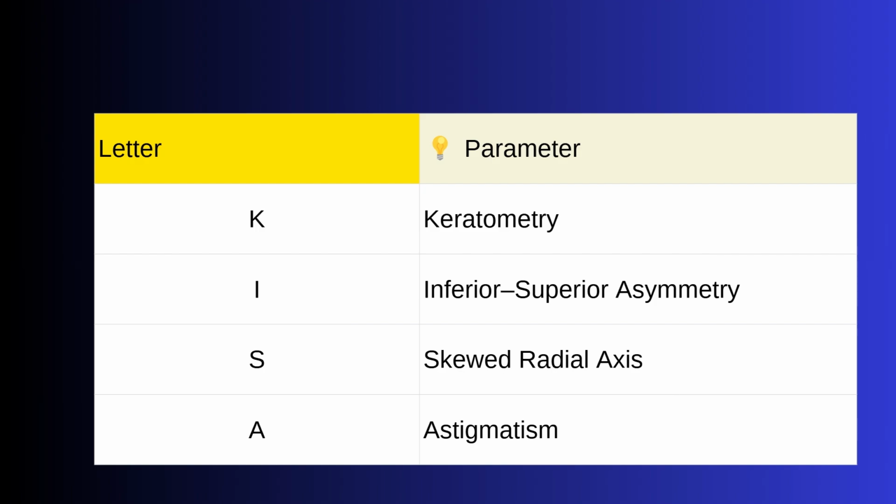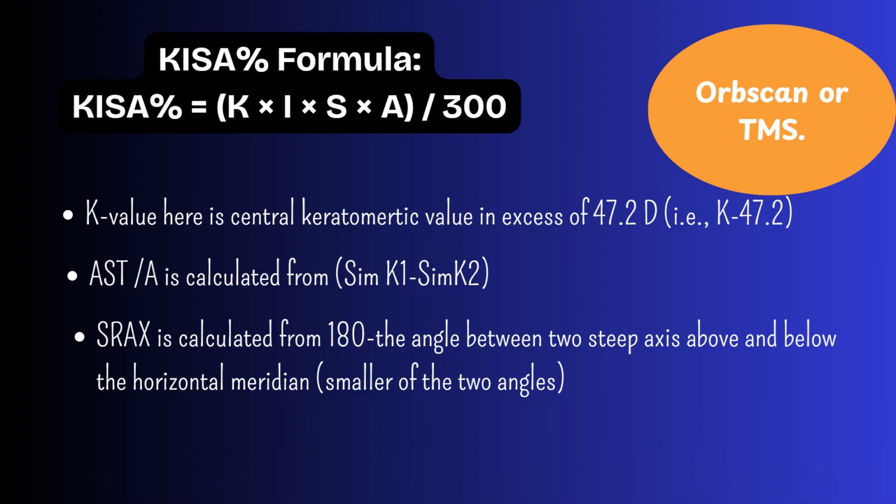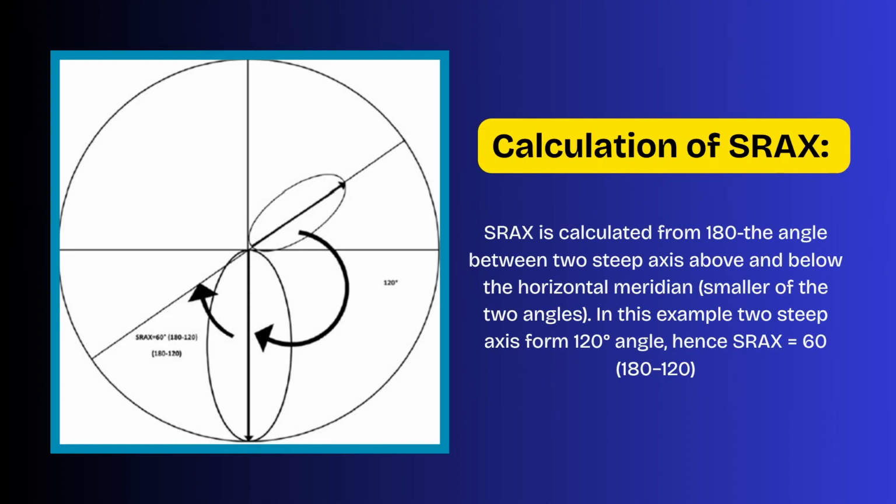Some important additional technical notes: the K value is actually based on the excess steepening beyond 47.2 diopters. So if the K is less than 47.2 diopters, the K component is replaced with 1 in the formula. Also, the A component, that is the astigmatism, is calculated using the simulated keratometry 1 minus simulated keratometry 2 value. The skewed radial axis is calculated by 180 degrees minus the angle between the steep axes above and below the horizontal meridian, as can be seen in the image.